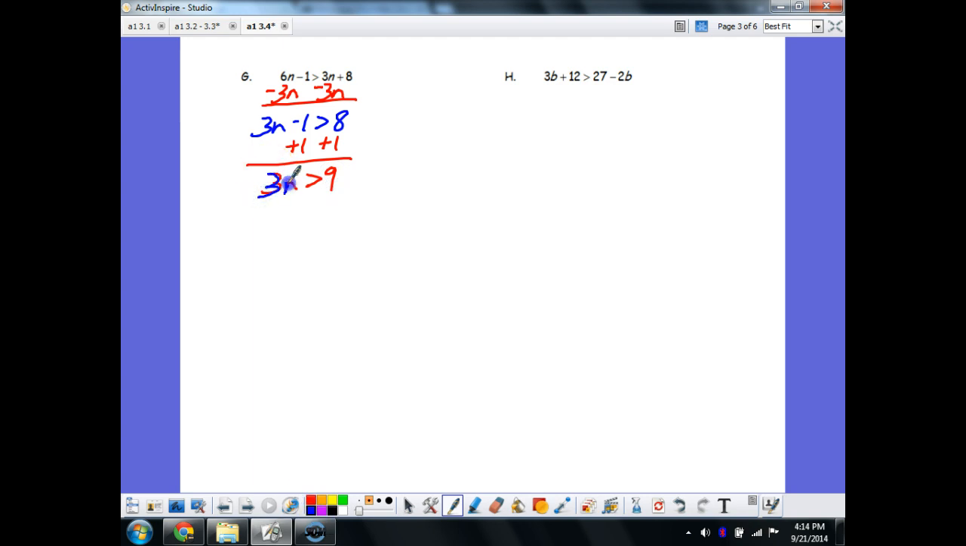Just to stay with it, I'll write that in blue. Bugs me when I write in the wrong color, so that's why I changed that.